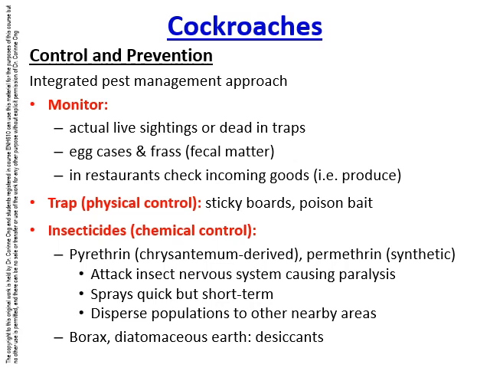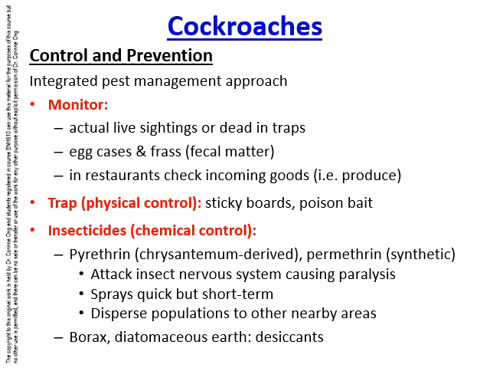Also, look for the presence of egg cases and frass, which is debris that contains cockroach excrement. In restaurants, check any deliveries, especially imported produce from tropical parts of the world. You can also use physical control, such as traps. These are usually sticky boards or poison baits, which will help to monitor and control these pests.